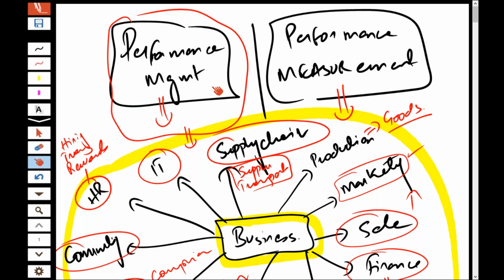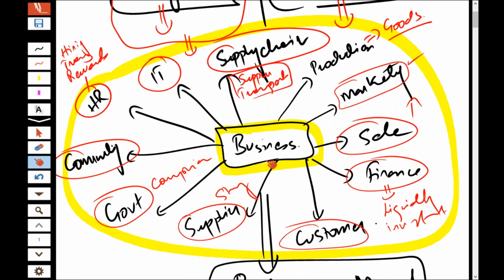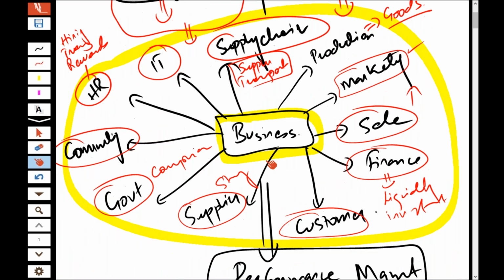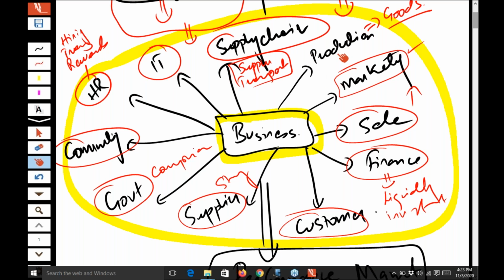And I told you that performance management is like running a business. How do we usually run a business? Whenever we run a business, we have to look after every single aspect of that business, whether that be the supply chain, production, marketing, sales, finances, customer support, suppliers, government, etc.